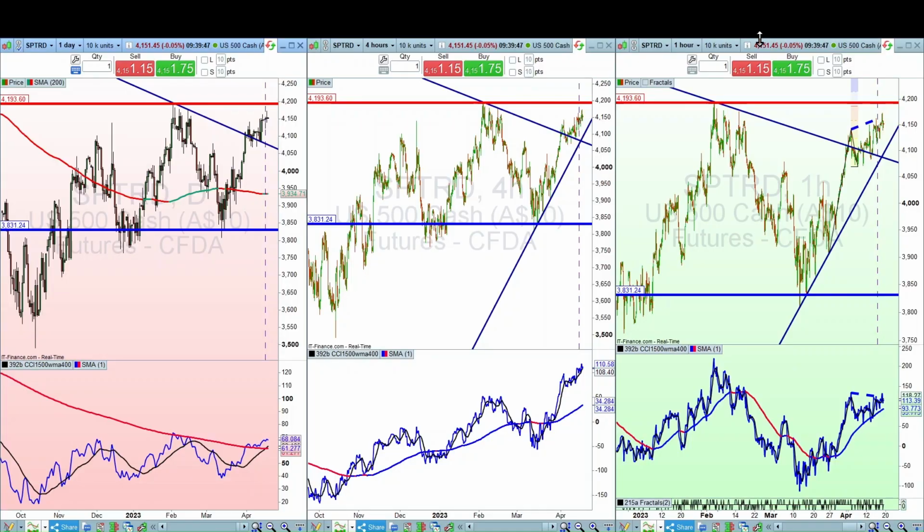Today's April 19, 2023. This is the US S&P 500 update. The hourly and the 4 hourly are all in uptrends, but I'll just be mindful that it looks like it might be weakening, and the daily is still showing a downtrend on its CCI 1500 moving average. So it's got to respect that as well, even though it's broken up through the moving average. The moving average itself is still in a downtrend.